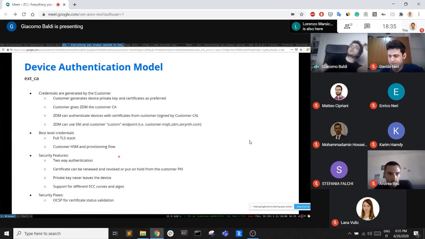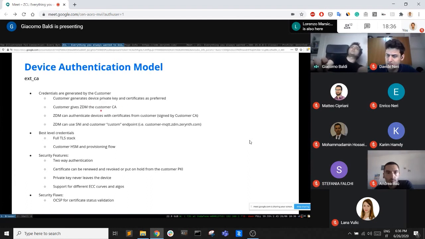Last one is external certification authority. For the reason I said before, if a customer is so big that they have their own root CA, a custom root CA, their own HSM, or want to use an HSM from a vendor, we can configure the Zerynth Device Manager to recognize all the devices that are doing a TLS connection to our endpoint using certificates signed not by the ZDM, but by the customer CA. For this to work, all we need is for the customer to give us the customer CA. This is not secret material, this is public material, so they can give it to us. We put it in our trust anchor, and every time a device connects to us, we can verify its certificate because it's signed by the customer CA.